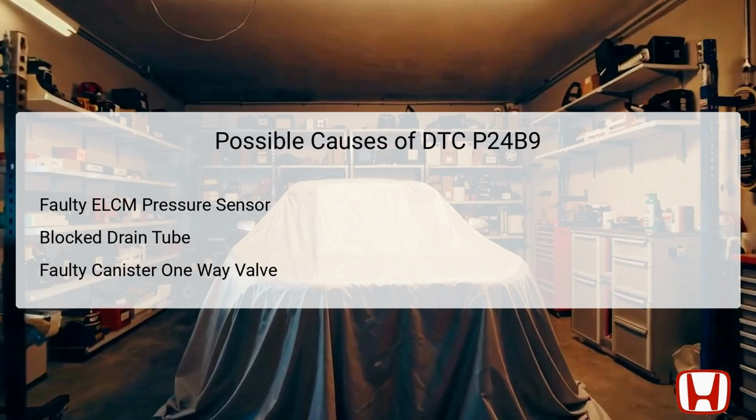The potential causes for DTC P24B9 include a faulty ELCM pressure sensor, a blocked drain tube, or a malfunctioning canister one-way valve. A faulty ELCM pressure sensor might provide inaccurate readings, leading the PCM to perceive a discrepancy with the barosensor. Additionally, a blocked drain tube could prevent proper airflow or pressure balance in the EVAP system, triggering the DTC due to abnormal pressure levels.